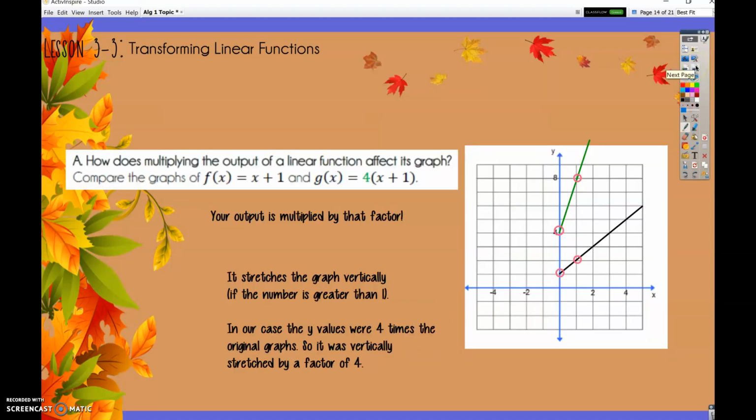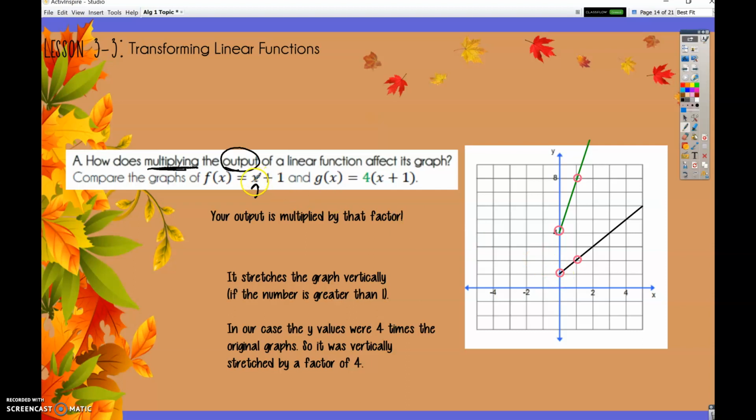Now we're going to talk about multiplying. What if we would multiply the output of a linear function? That is, we put in a number for x, do our math that we're given, and then multiply it by a number. Well, over here graphed, I have the graph of 4 times my output. So when I input a 1, I used to get a 0.